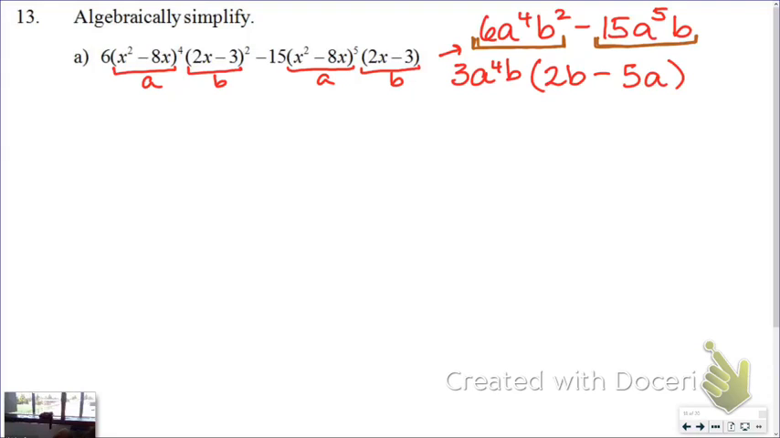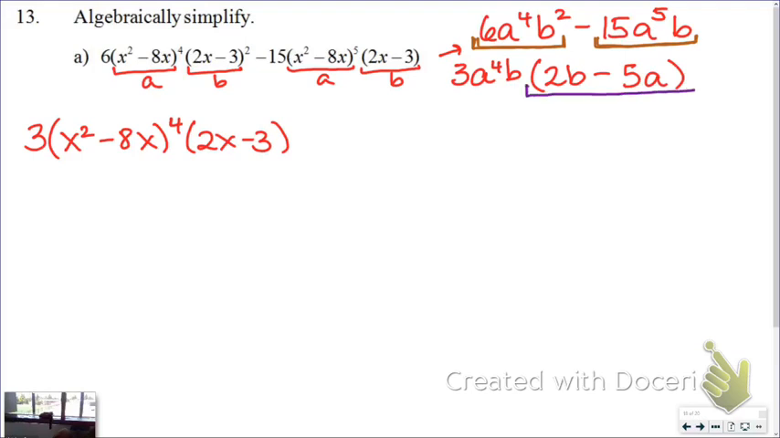So I'm going to do the same thing for this problem. So my 3a to the fourth is 3 times (x squared minus 8x) to the fourth. B is 2x minus 3. And then here for 2b minus 5a, I'm going to have 2 times (2x minus 3) minus 5 times (x squared minus 8x).